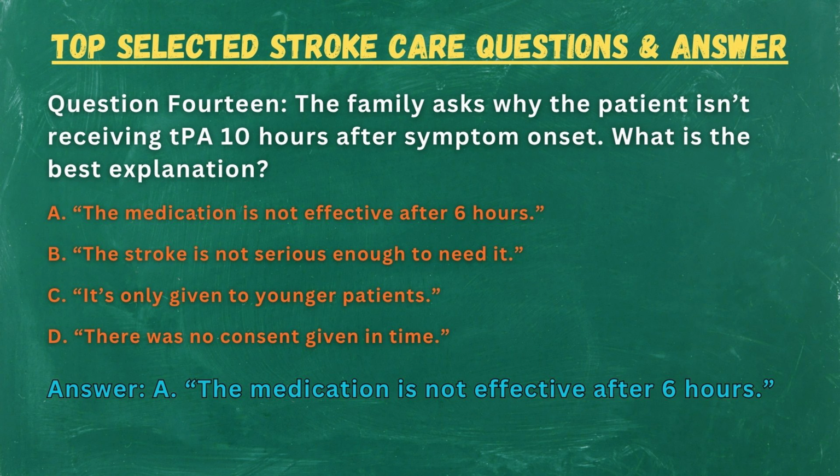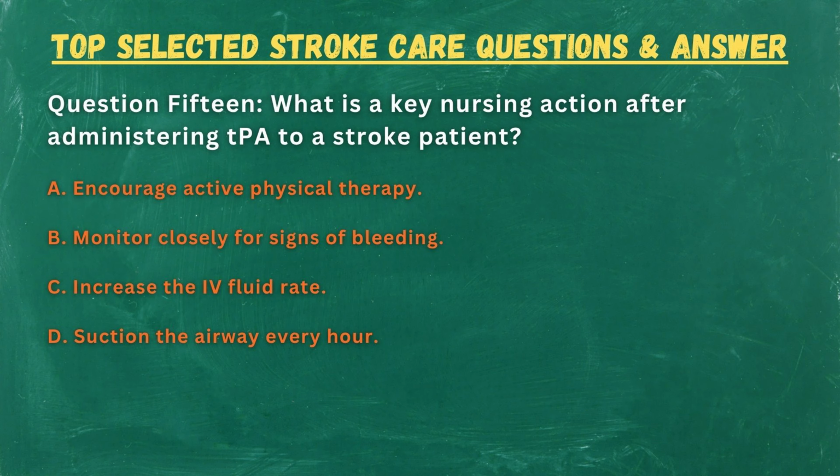Answer. A. The medication is not effective after 6 hours. Question 15. What is a key nursing action after administering TPA to a stroke patient? A. Encourage active physical therapy. B. Monitor closely for signs of bleeding. C. Increase the IV fluid rate. D. Suction the airway every hour.